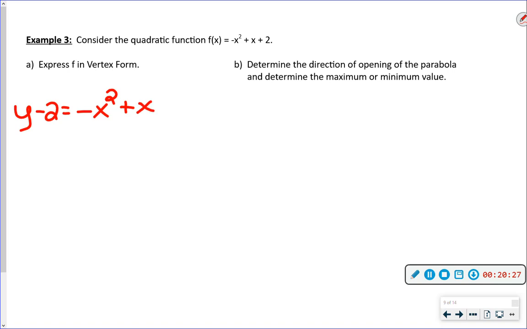Okay. Same spiel as always. To complete the square, your lead coefficient needs to be a positive 1. You have a negative 1. You could switch all the signs. That's totally fine. You're still going to have to deal with the negative at the end. I'm just going to leave it where it is, and I'm just going to factor out a negative 1. Negative 1 times negative x.